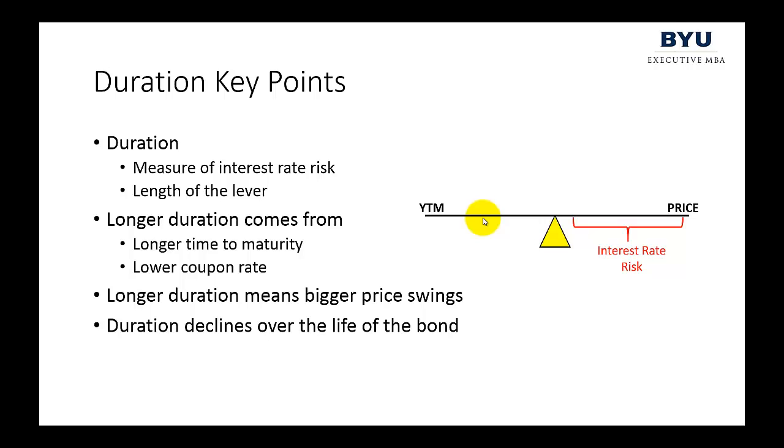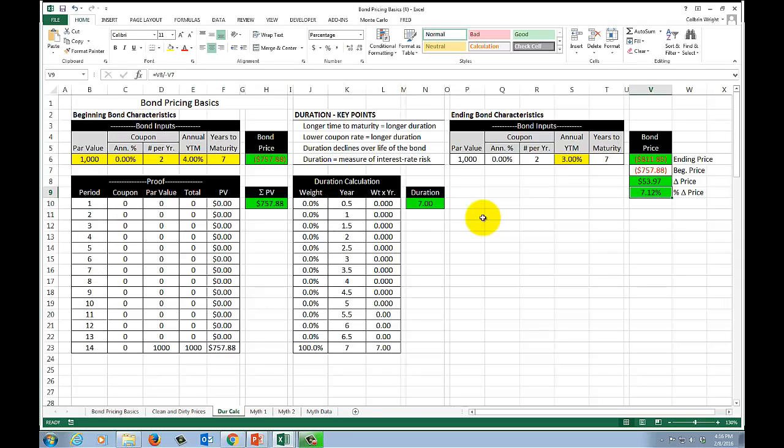What I mean by that is, if you think about what drives duration, time to maturity drives duration and coupon rate drives duration. Well, what happens over the life of a bond? The coupon rate doesn't change. It's stamped on the face of the bond. And the time to maturity decreases as you approach maturity.